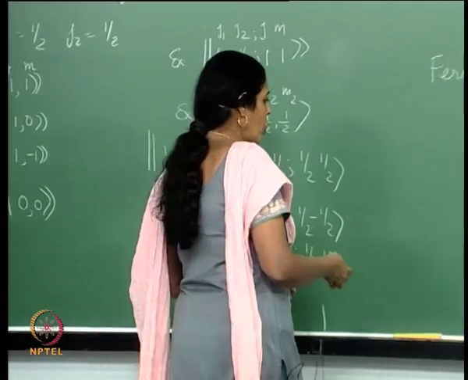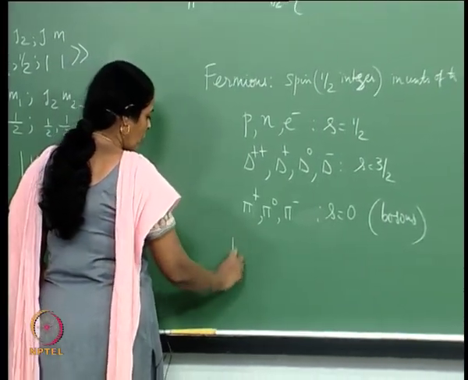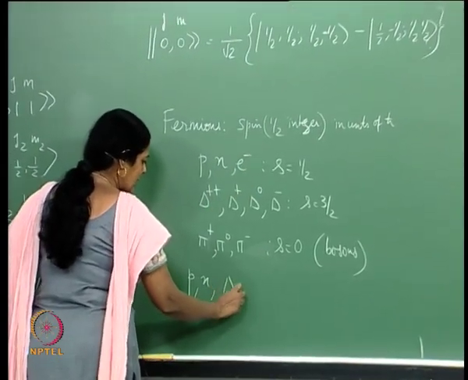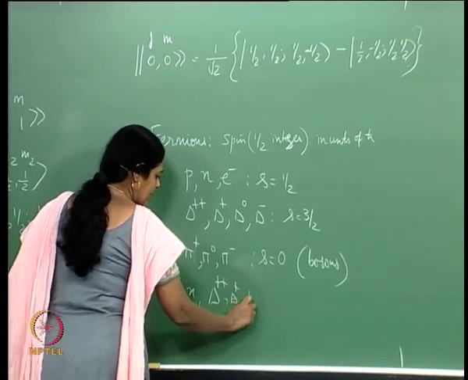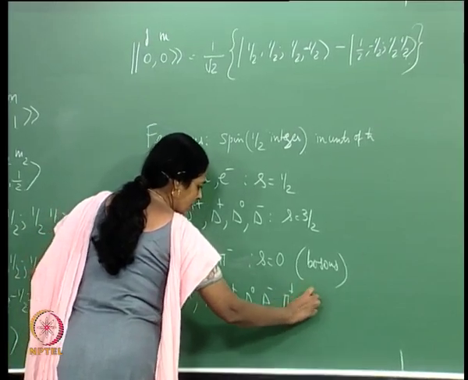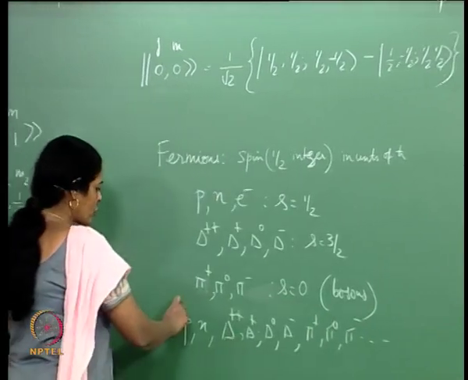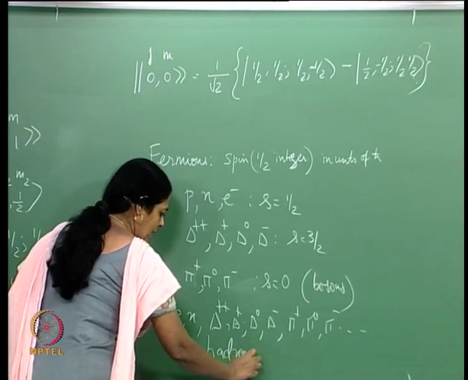So, examples of objects that can interact strongly are protons, neutrons, not the electrons, the deltas, that is delta plus plus, delta plus, delta 0, delta minus, of course pi plus, pi 0, pi minus. All these and many more are examples of strongly interacting particles, and strongly interacting particles are called hadrons.